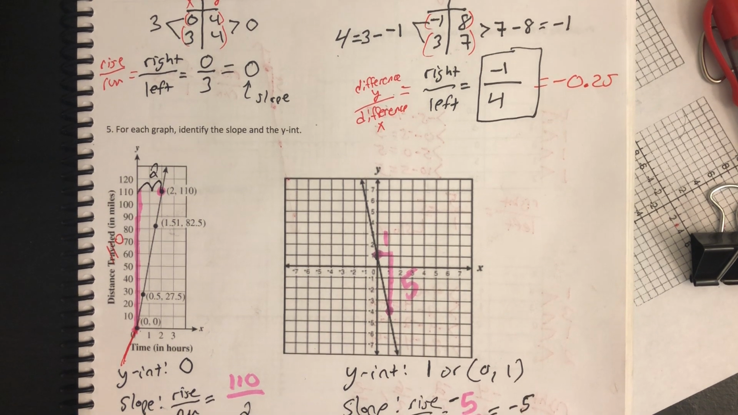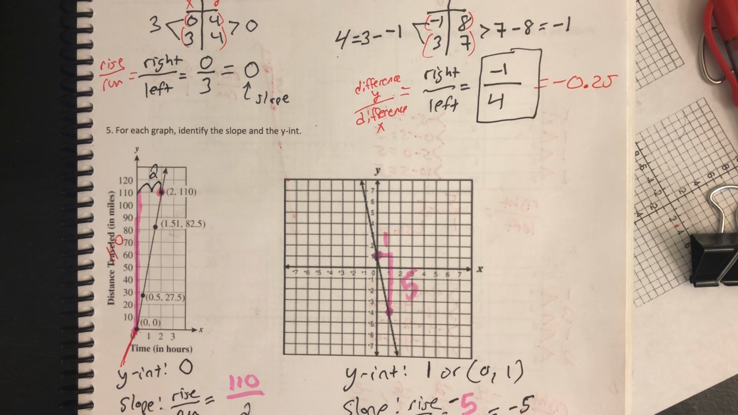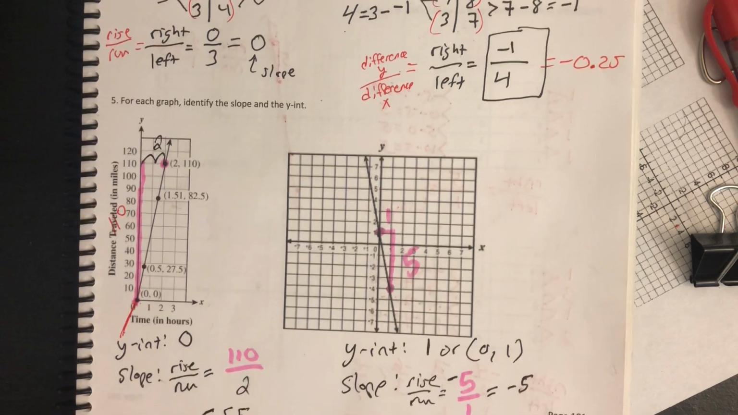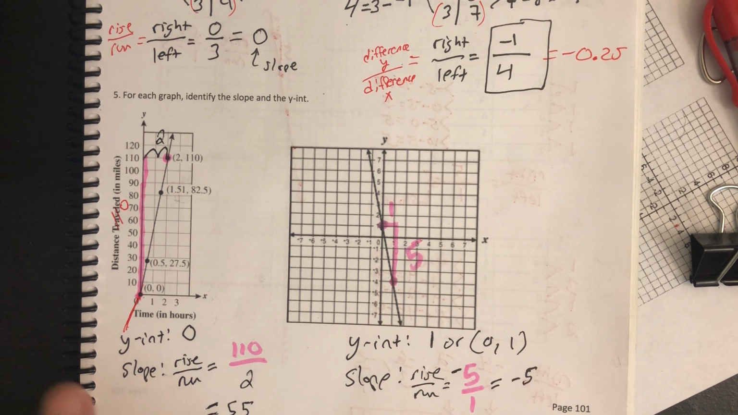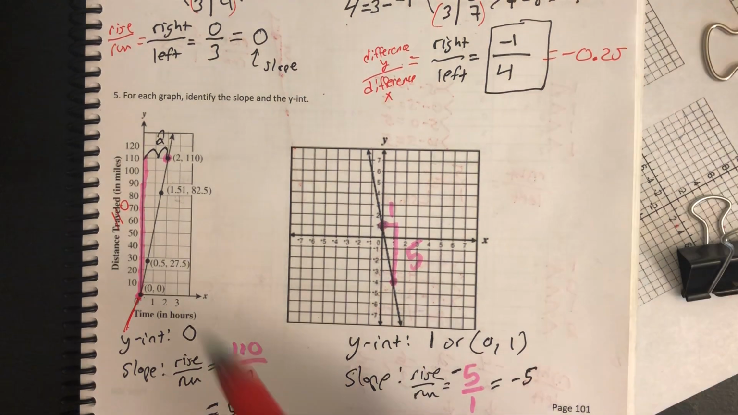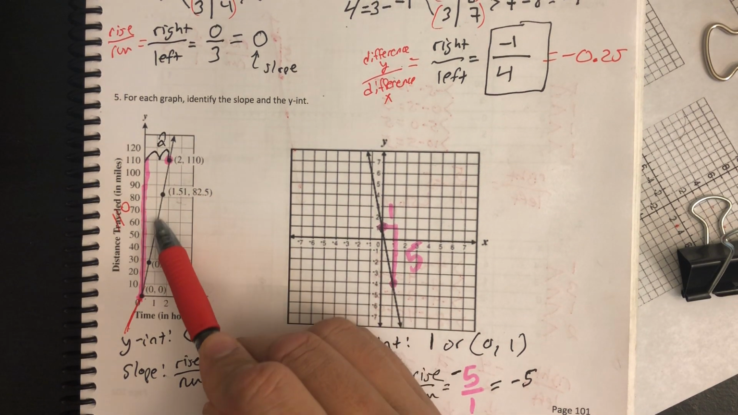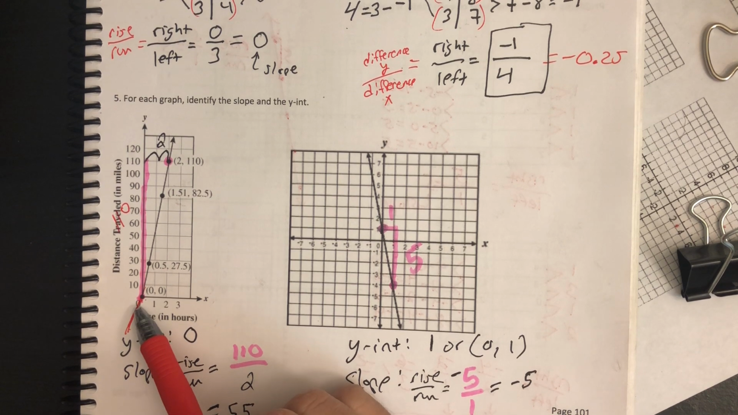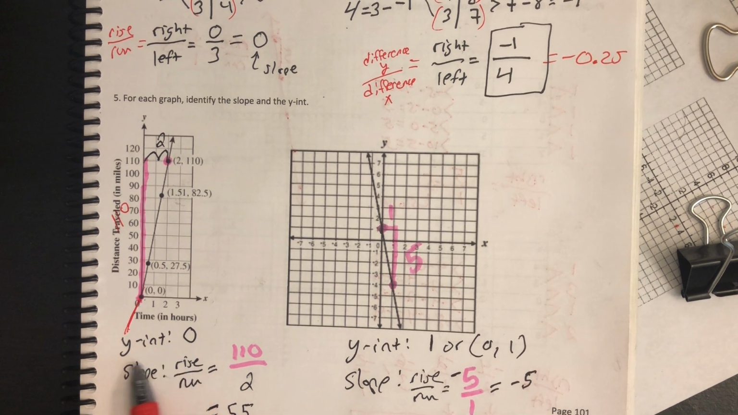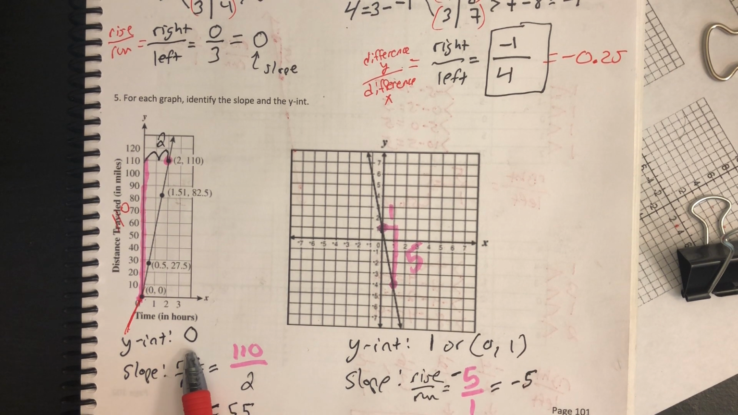Now for the last part, for each graph, identify the slope and the y-intercept. Remember that the y-intercept is where the line crosses the y-axis, okay? And your slope is basically the rise over the run. So let's start with this graph and let's start off by identifying the y-intercept. So clearly if my line kept going and we extend that line, you're going to see that my line crosses the y-axis at 0. So therefore my y-intercept is 0.